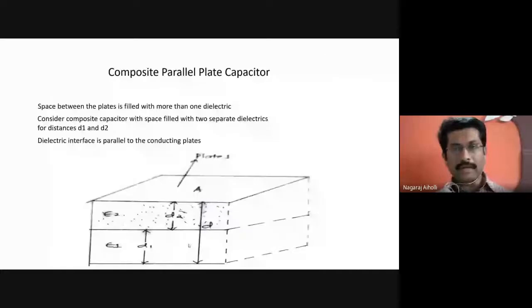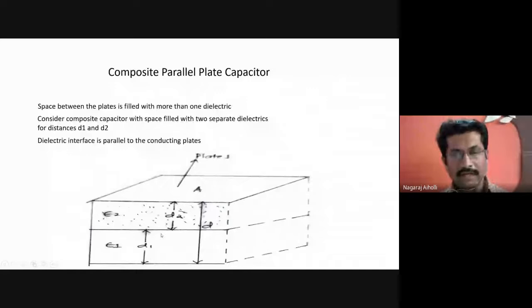Next is composite parallel plate capacitor. Here we are considering combination of capacitors, combination of plates. That is, one plate on the upper side, another plate at the bottom side. And there are two dielectric media here. One is epsilon 1 and another one is epsilon 2. In between them is the boundary between the two dielectrics, with permittivity epsilon 1 and epsilon 2.